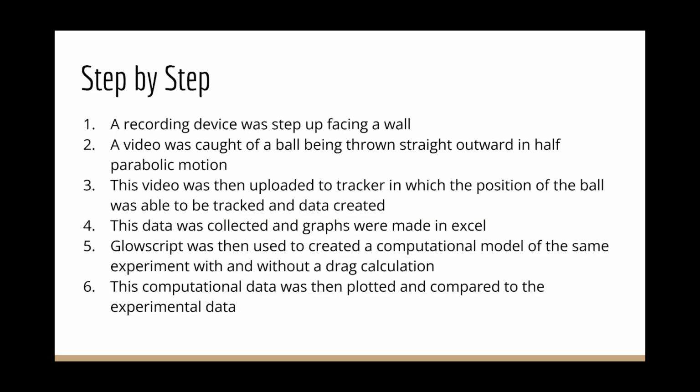Step by step, we took a recording device, which in this case was just a phone, and set it up facing a wall, as seen here. A video was then recorded of the ball being thrown straight outward in a half parabolic motion. This video was uploaded to Tracker, in which the position of the ball over time was plotted, and data was created. This data was collected, and graphs were made in Excel. Then we went to GlowScript and used a computational model to describe the same experiment, plugged that computational data back into Excel, and compared the graphs with drag and without drag to the experimental data.